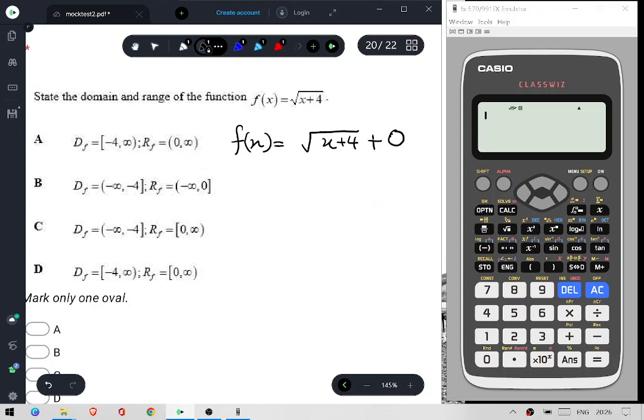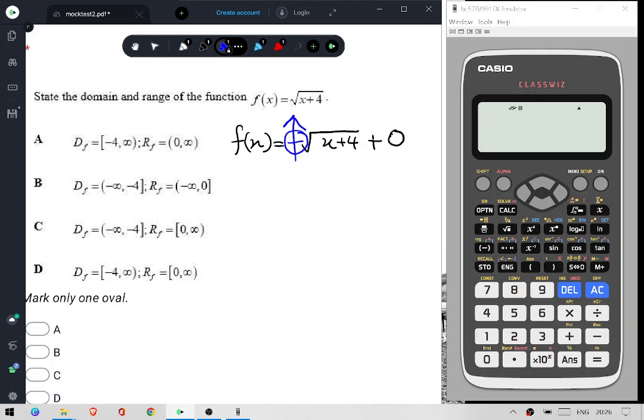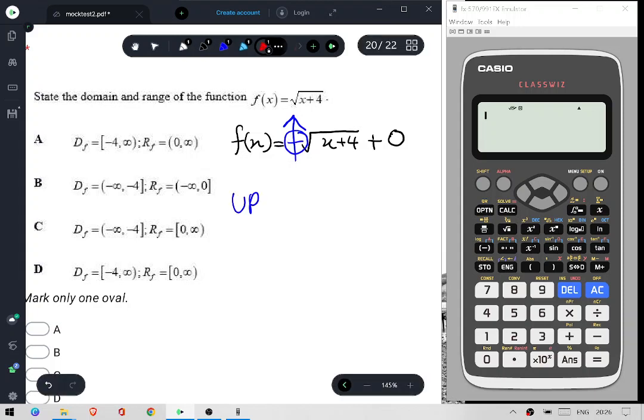We have to know whether the function is going up or going down. The function is going up, because it's a positive value. Positive value is going up. Then right or left: look at the value in front of x. It's positive, so it's going to the right. So up, then go to the right.